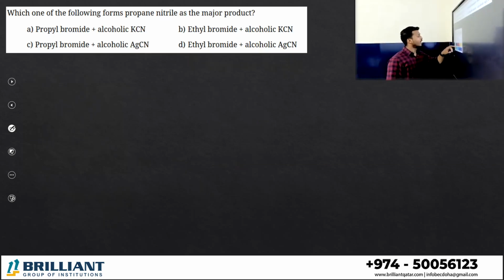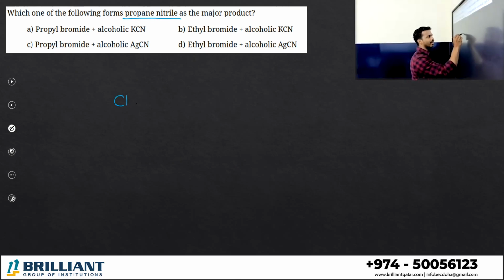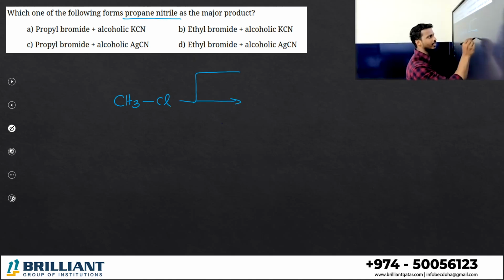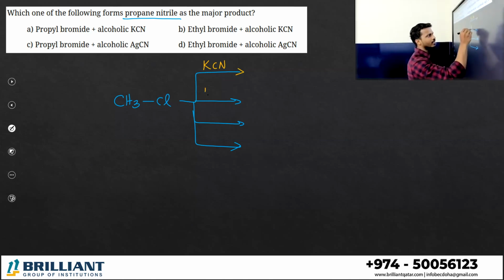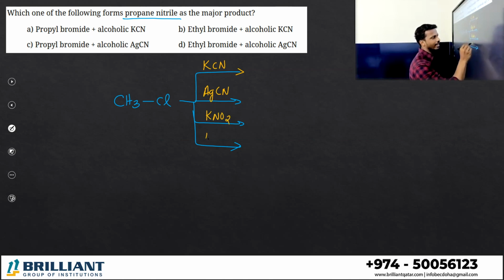Next one. Which one of the following forms propane nitrile as the major product? Very simple. We studied this theory, no? If you treat a haloalkane, for example I am taking methyl chloride, you studied four important reactions here. Hope you studied very well. What are the reagents we are using? We are using alcoholic KCN (potassium cyanide), alcoholic silver cyanide, potassium nitrite, and AgNO2.